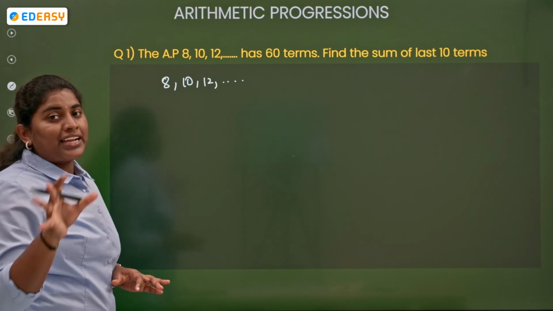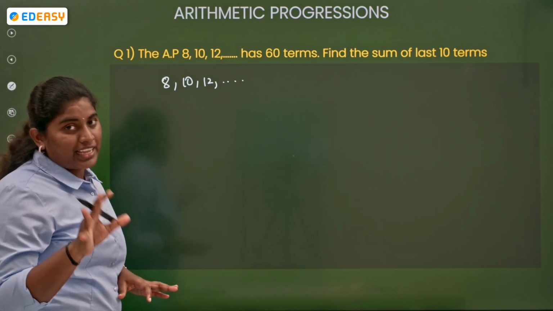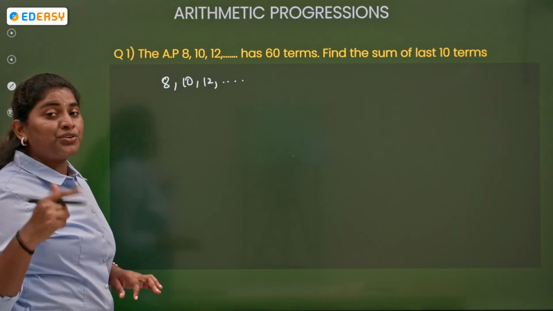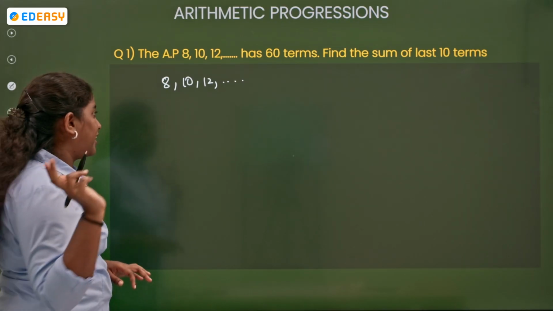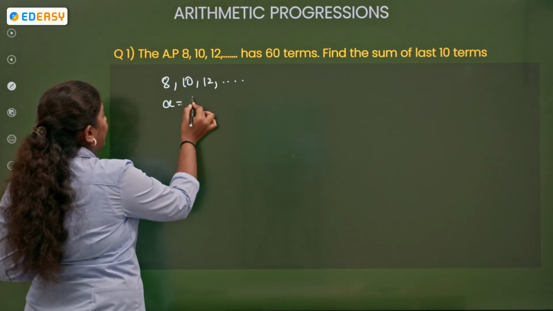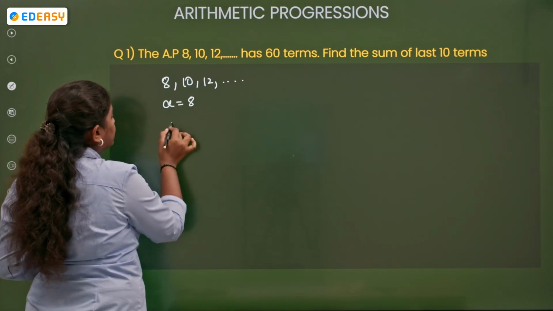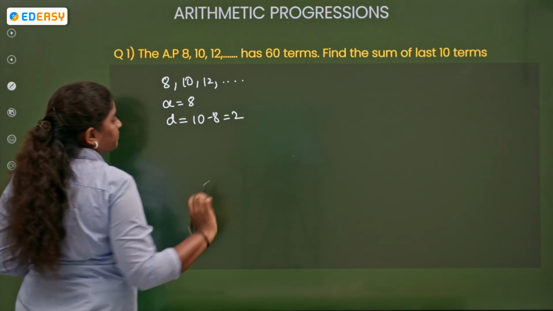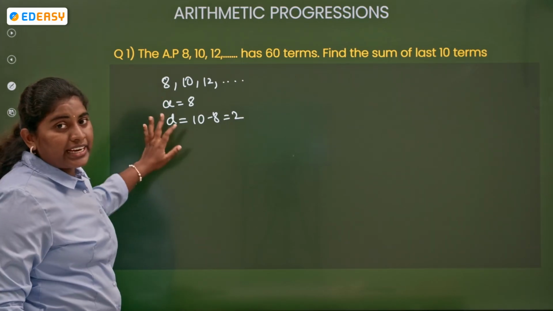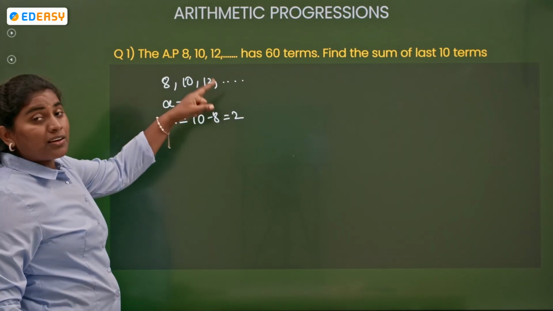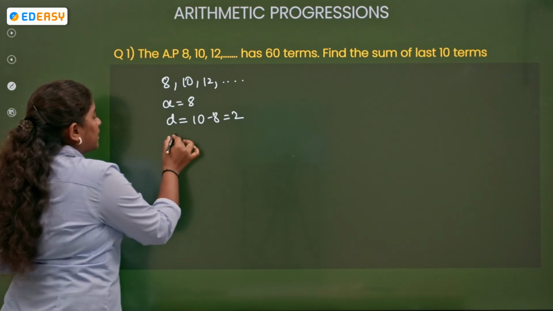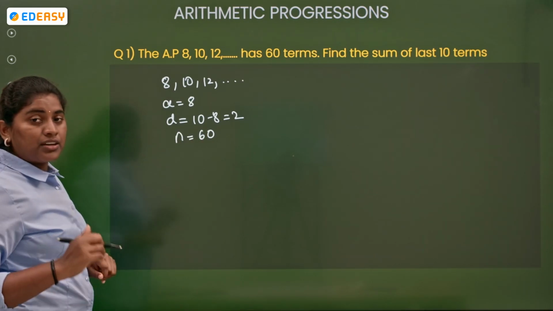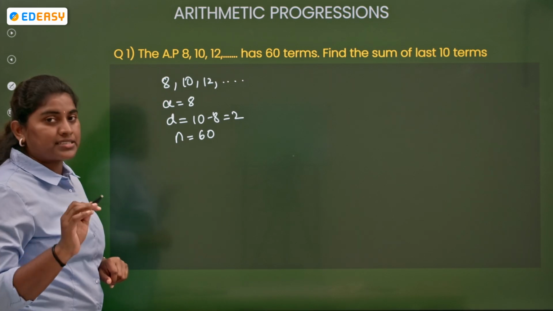If you are given the AP, in order to do any calculation, first of all you need to write the a and d. So let's take the first term a, that is 8, and d is given by 10 minus 8, which is 2. I have taken the a and d. Now, how many terms does it have? 60 terms. So what is your n value? It becomes 60.